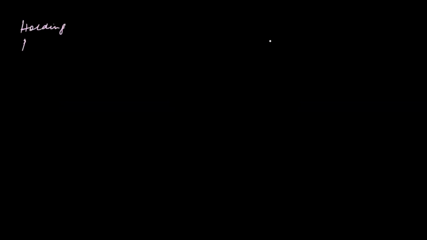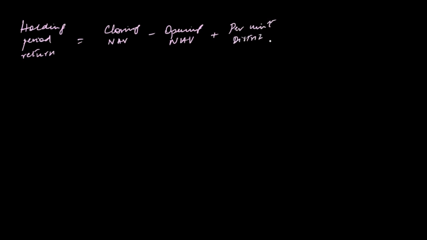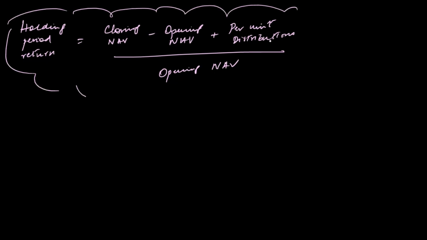Holding period return is equal to change in NAV, that is nothing but closing NAV minus opening NAV plus per unit distributions divided by opening NAV. So this is the formula that I am going to use to solve this problem. Okay, now let us start solving the problem.